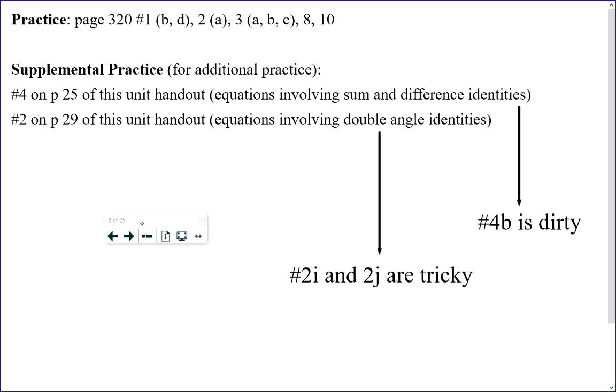So that's it. We're going to get going on review tomorrow. You have about 20 to 25 minutes here. Well, about 20 minutes.